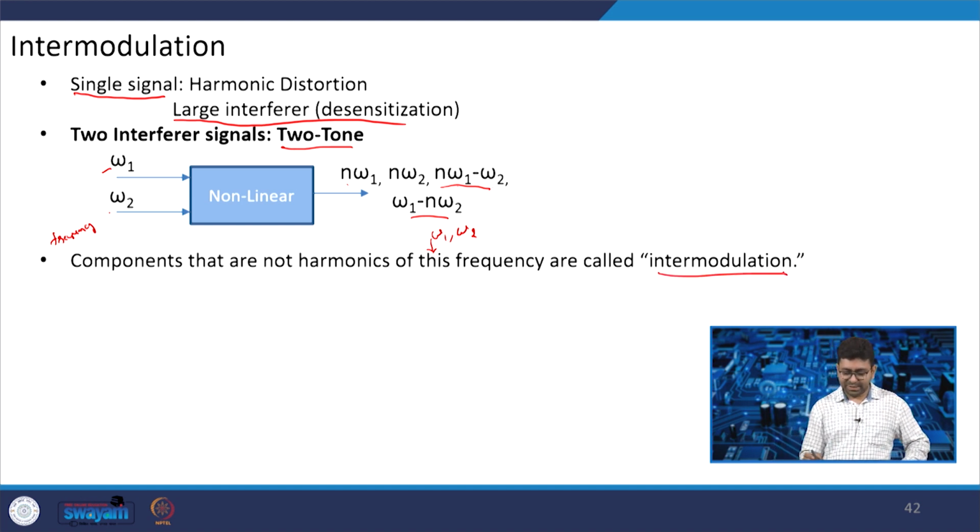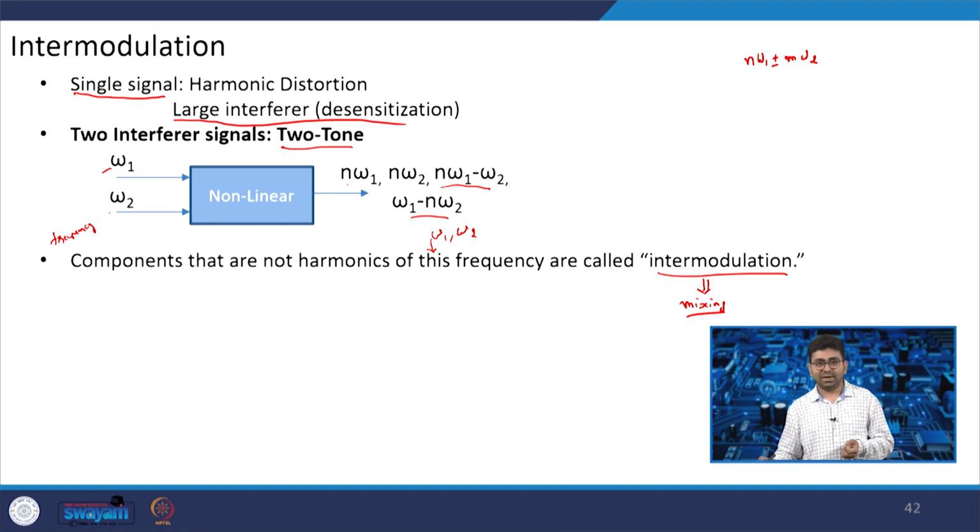If I represent it in terms of n and m, it is nothing but n omega 1 plus or minus m omega 2, where n can vary from 1 to n, and m can vary from 1 to n. These are called the intermodulation products. This intermodulation occurs because of mixing inside your nonlinear system, because two terms are mixing, and that is why intermodulation happens.